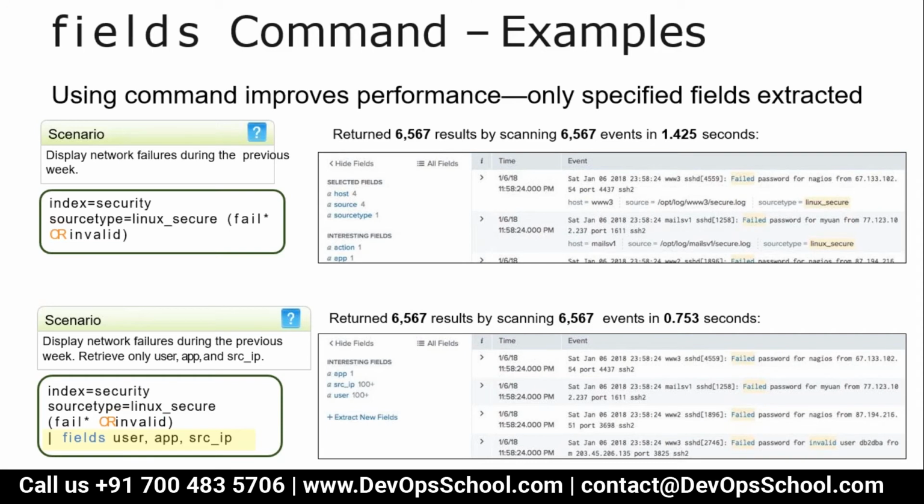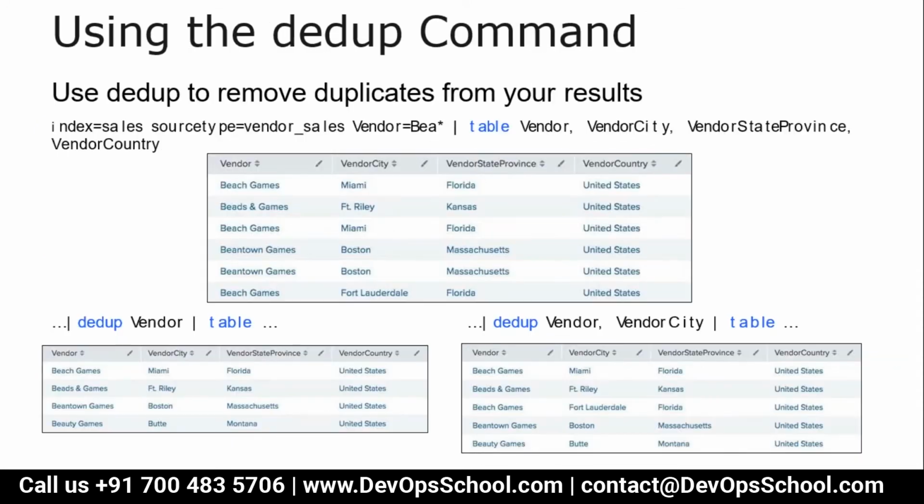Yes, Rajesh. Okay, so look at this here again. There's one more command which I'm going to teach you, which is dedupe. What is it exactly doing? Now look at this. Nothing great in terms of queries. You're searching index called sales, source type vendor_sales, and vendor is equal to BA, which is a field, and anything with the vendor BA you should be displaying. On top of that, you are creating a table with columns vendor, vendor city, vendor state province, and vendor name. And the results which you have got are the ones in front of you.